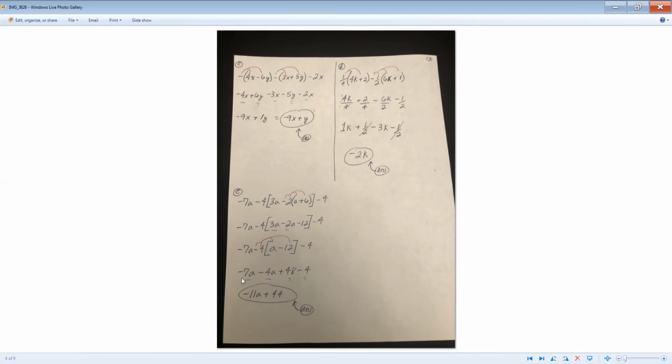Now combine my like terms. I have negative 7a, negative 4a plus 48 minus 4. Negative 7a minus 4a is negative 11a. 48 minus 4 is plus 44. That leaves me the final expression, negative 11a plus 44.